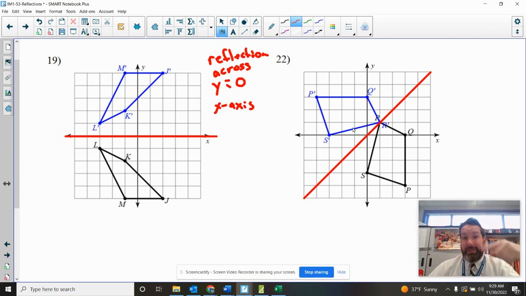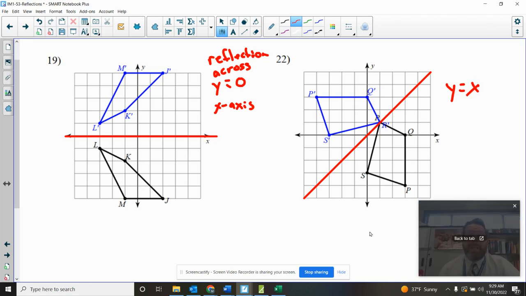When it's a diagonal line, for what we do, it's only going to be one of 2 options. Either y equals positive x or y equals negative x. So take a look at this line. It's going up. That's a positive slope. So we want y equals positive x, and you're good to go.